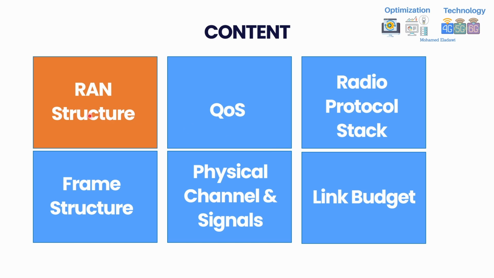First one, the differences in RAN structure, then the difference in quality of service between 4G and 5G, then the main difference in radio protocol stack, especially with more focus on the user plane, and then we'll go through the frame structure and the bandwidths. Then we'll go through the main difference in physical channels and physical signals, and lastly, we'll end with the main differences in the link budget.